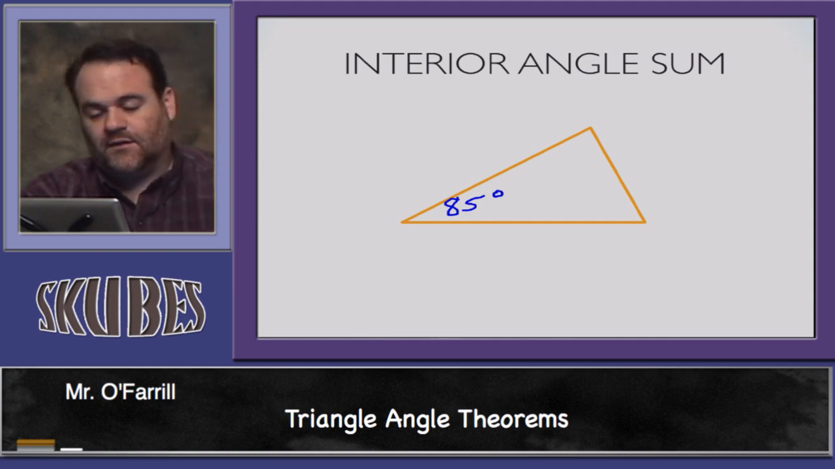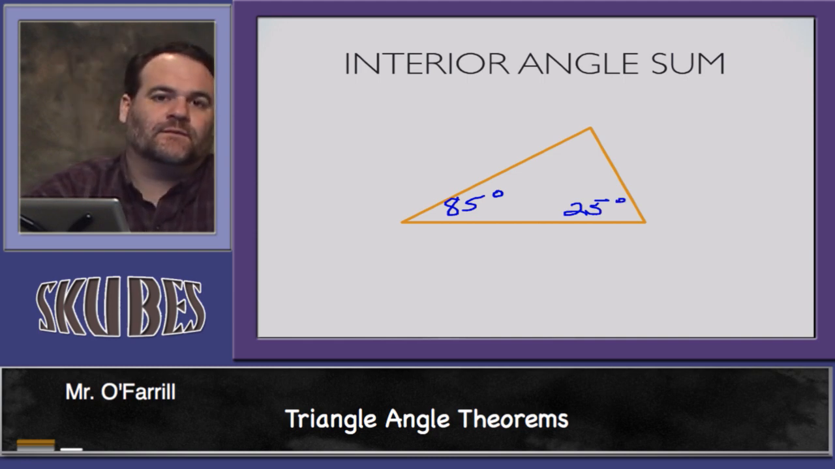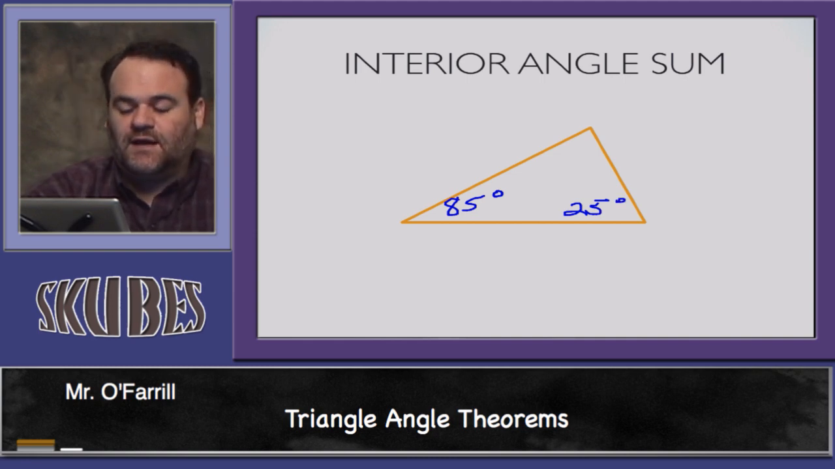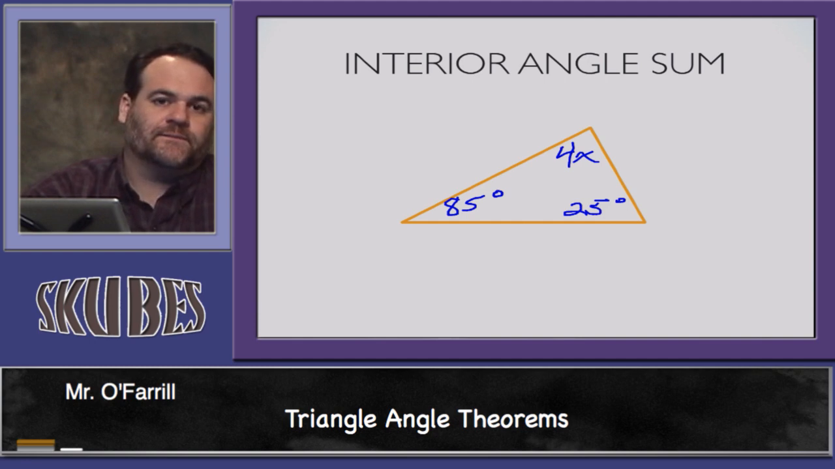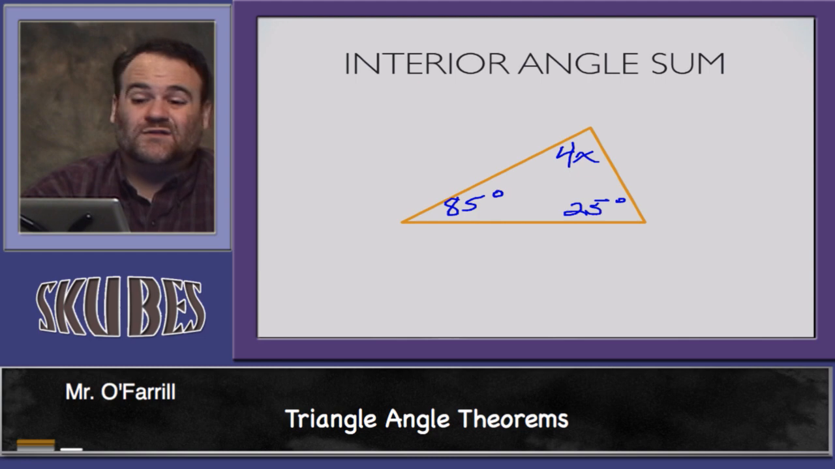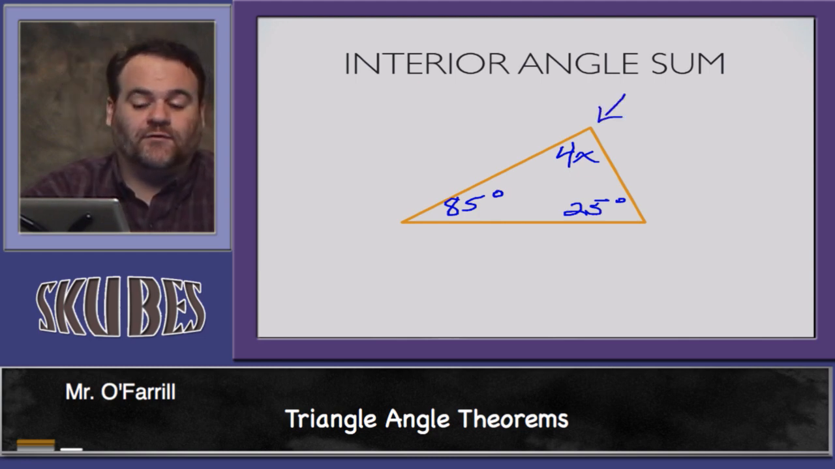And we'll make this angle over here 25 degrees. And finally, this last one, we're going to make it 4x degrees. What's the value of x? What's the value of this angle right here? Well, we're going to find both of them.